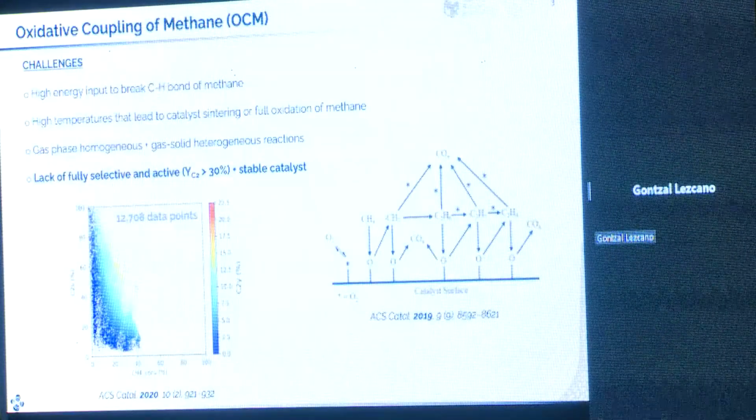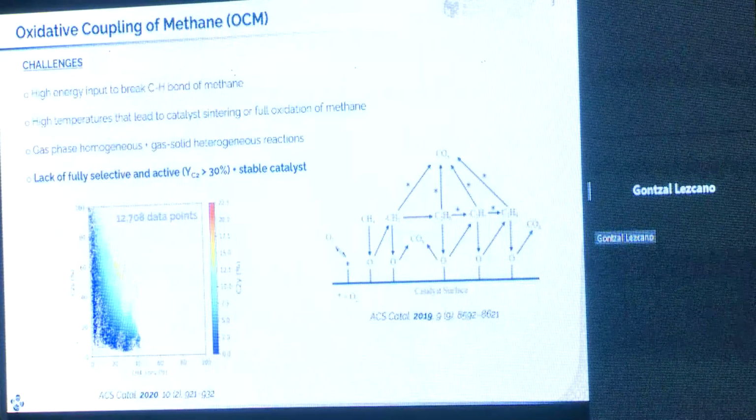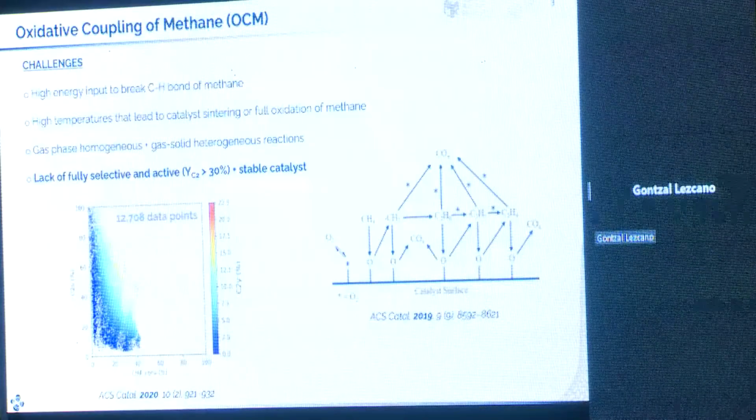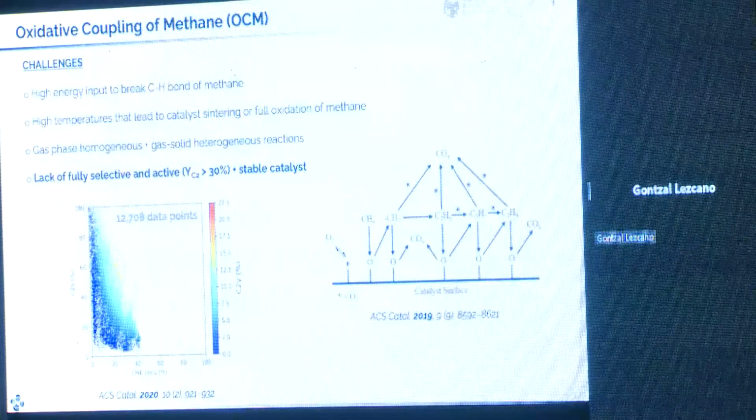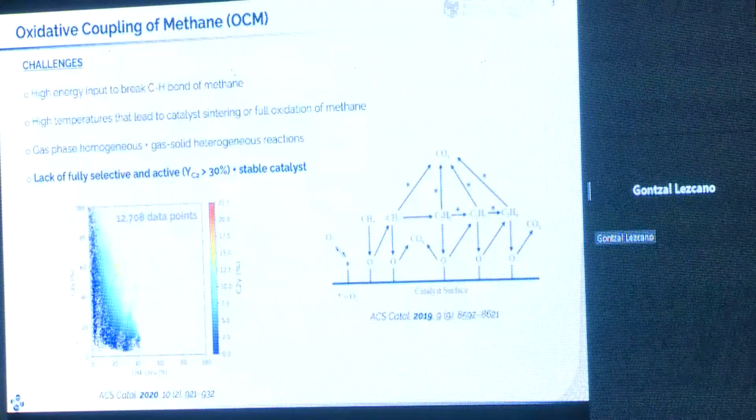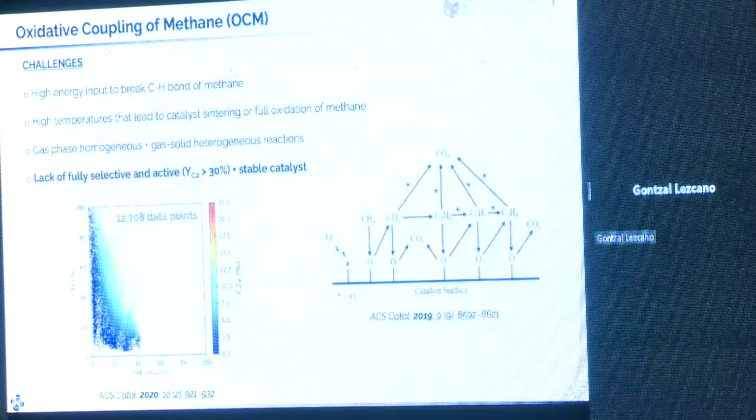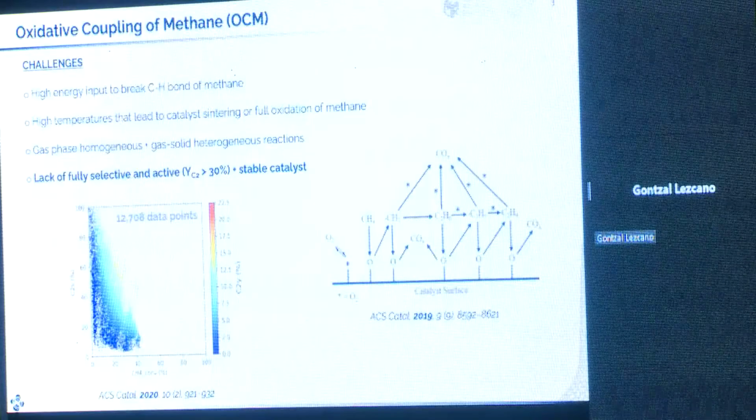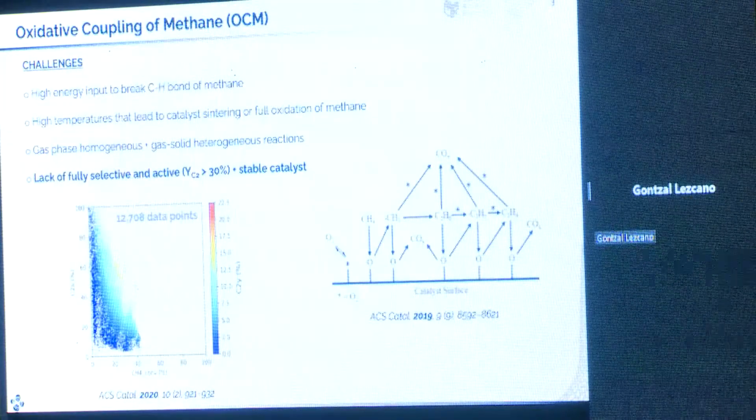Since the discovery of the OCM in the early 80s, only a few or almost no catalysts have been reported with the desired C2 carbon yield, which should be over 30% for the industrial scale-up of this process. Therefore, the development of catalysts is a core challenge for the OCM.